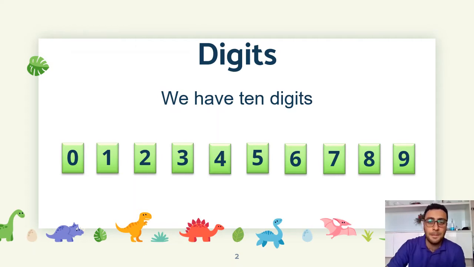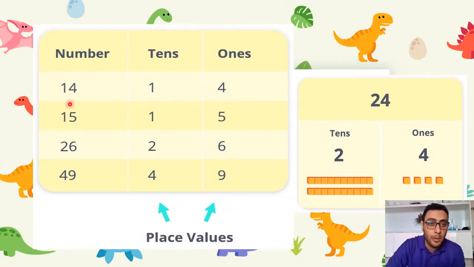Let's see. For example, look at this number. 14. In Thai, you say sipsi. In English, you say 14. Right? Now, look at 14. It's made of 2 digits, 1 and 4. Now, we put the 4 in the ones and 1 in tens. Or look at this one. 24. 4 is in ones. It means 4 ones and 2 tens. I hope you remember. Okay, let's see.